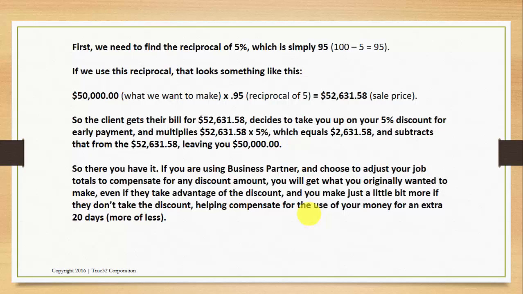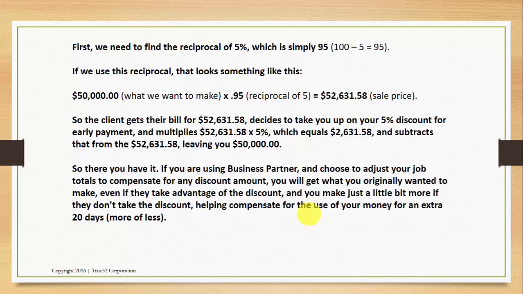So the client gets their bill for $52,631.58, decides to take you up on your 5% discount for early payment, and multiplies $52,631.58 times 5%, which equals $2,631.58, and subtracts that from the $52,631.58, leaving you your $50,000. So there you have it.